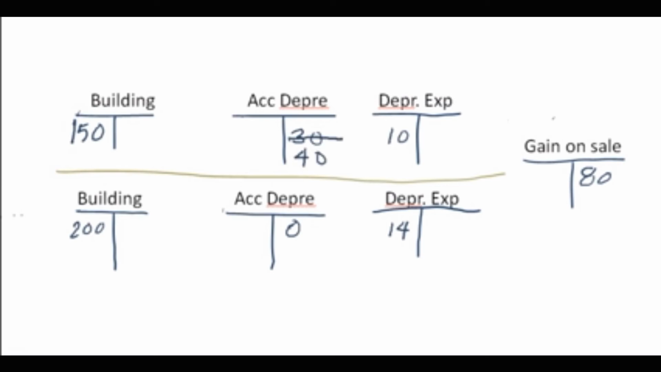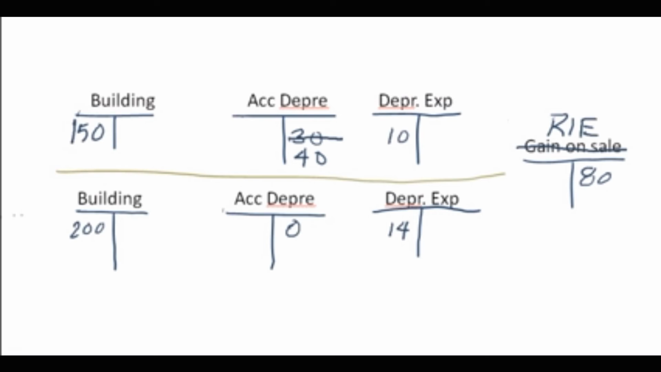Would they still be showing this gain on sale? No. That would now be closed. The previous year they would have closed it to retained earnings. But again, we don't think that gain should have happened yet. So from our viewpoint now, retained earnings is overstated by 80 because of that gain.